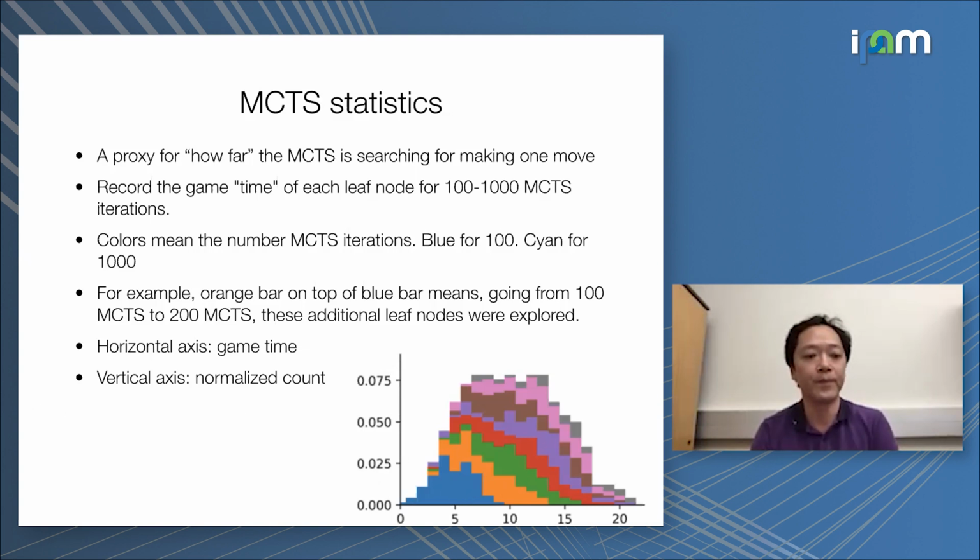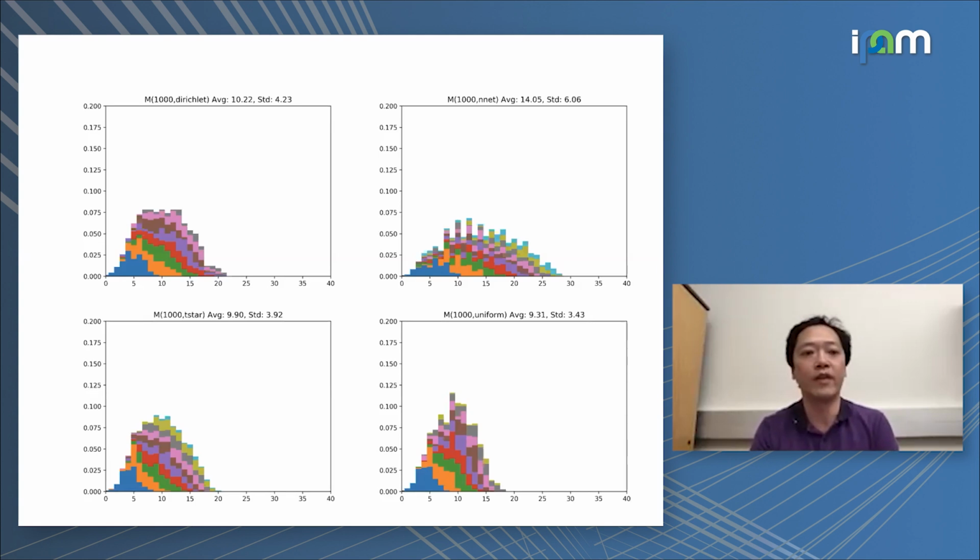So in this figure, the upper left corner is the straightforward Monte-Carlo search with Dirichlet noise. This is the distribution that you see. Of course, we would like the distribution to shift more to the right, the better, because that means the game would, on average, play much longer. The upper right is the neural network, total 1,000 steps. You see that starting from 100 steps all the way to here, the distribution starts to shift to the right. And this is with the steer shadow policy. The lower right is the uniform noise. This is the worst performance. And you also see the statistics, the average game time and the standard deviation.